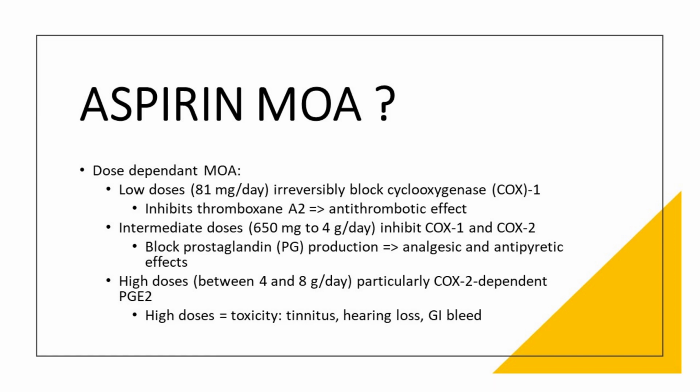In intermediate doses, starting at 650 milligrams to 4 grams a day, aspirin will inhibit both COX-1 and COX-2 enzymes, and thus will block prostaglandin production, and will achieve analgesic and antipyretic effects by doing that. In super high doses, between 4 and 8 grams a day, aspirin will particularly block the COX-2 dependent PGE2, but these super high doses of aspirin are not used because of the toxicity related with high doses, which include tinnitus, hearing loss, and GI bleeds.